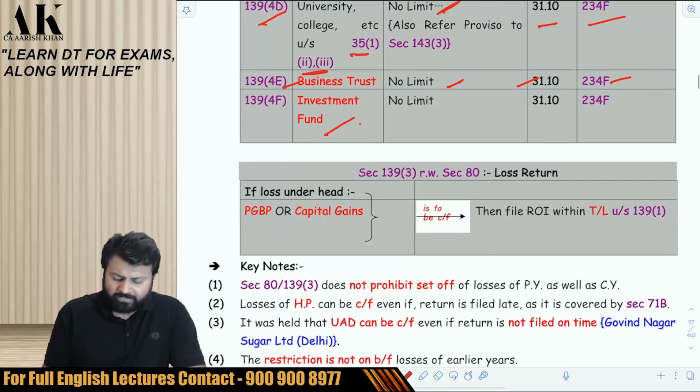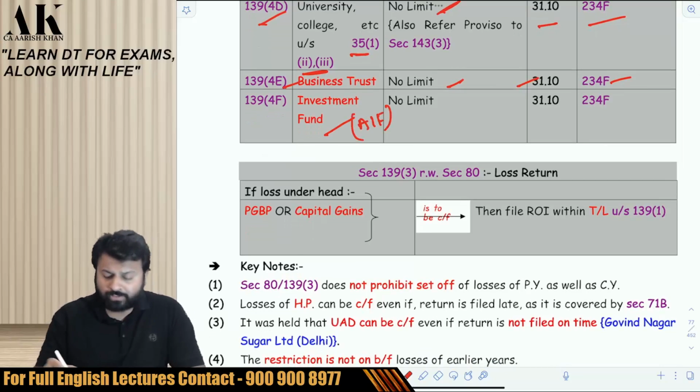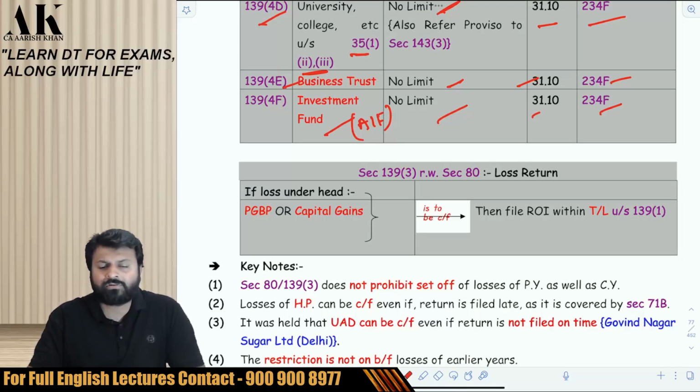Okay. Then investment fund, which is AIF, alternative investment fund, they are also always liable to file the return under income tax law by 31st October. In case they do not file the return on time, they will be liable to a fee of rupees what? Of 5,000 or 1,000 as the case may be. I hope it is clear to all of you till here. Okay.